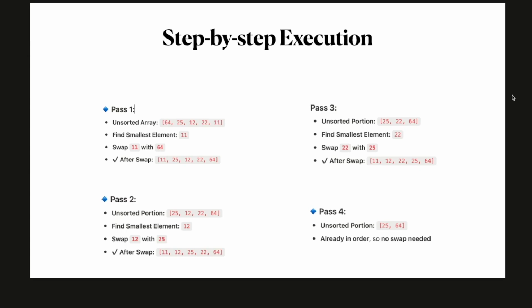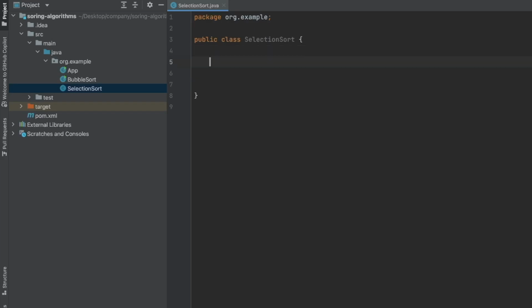By observing the previous pass result, we can say that the unsorted portion is of size 2. The elements are 25, 64. By looking at it, we can say that it's already sorted. But when it goes to the logic, we will compare it. We will find the smallest element, that is 25, and compare with the first unsorted element, that is also 25. So no need to swap it. It's already in order. By the end of all the passes, the resultant array after sorting is 11, 12, 22, 25, 64. Let's get into coding.